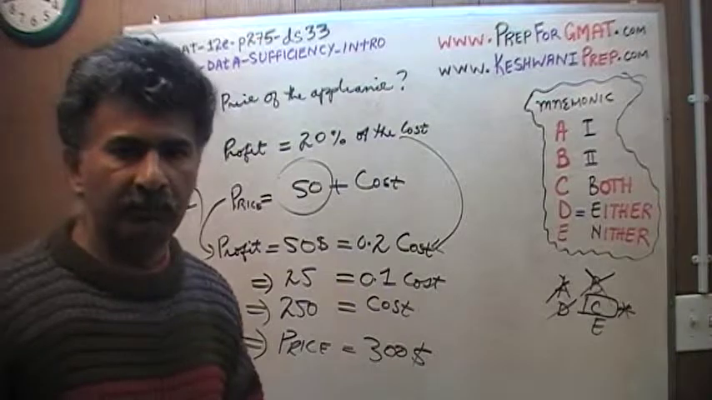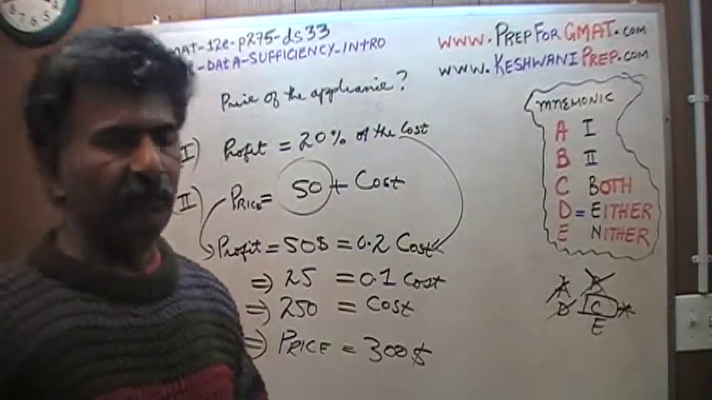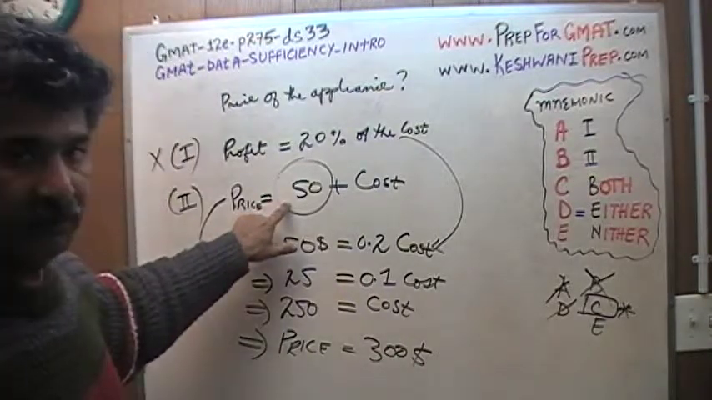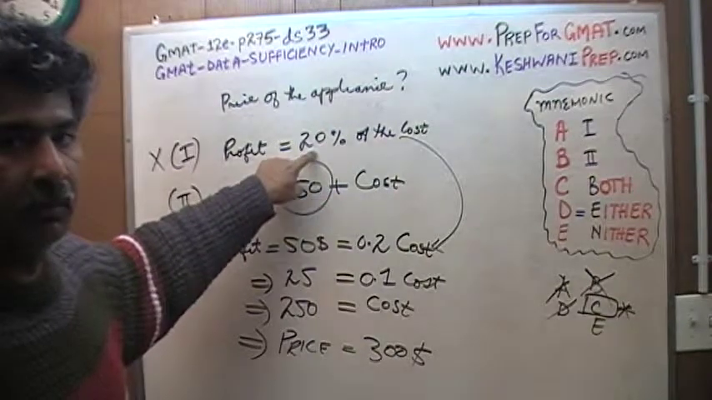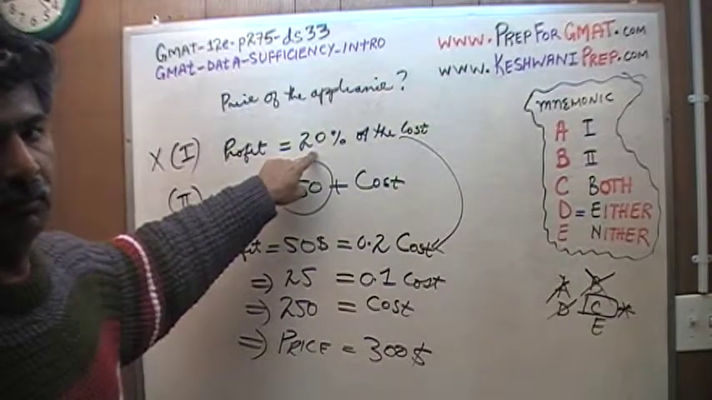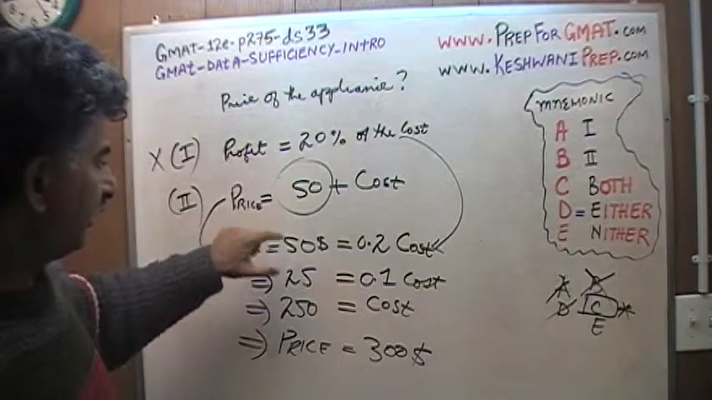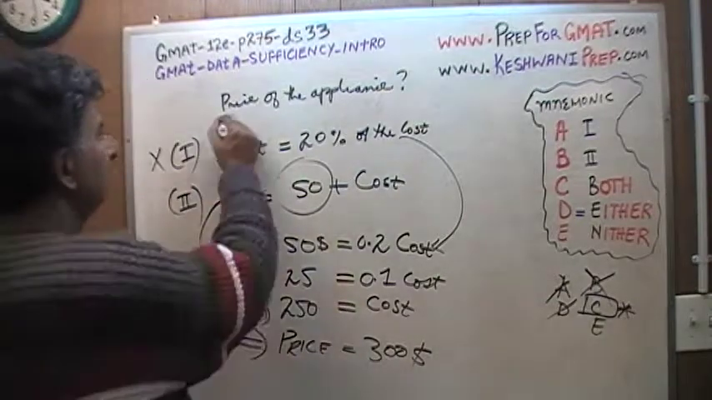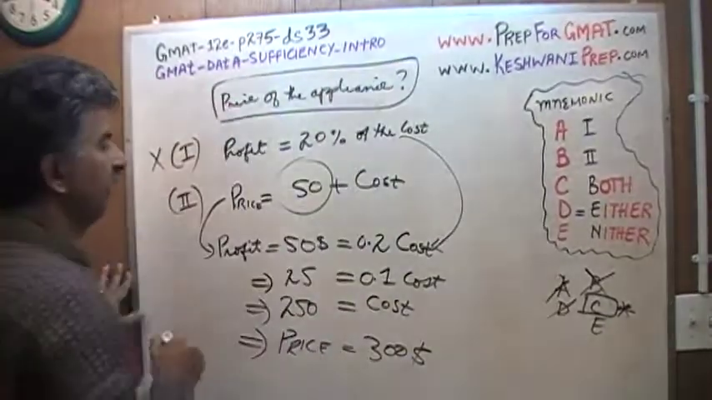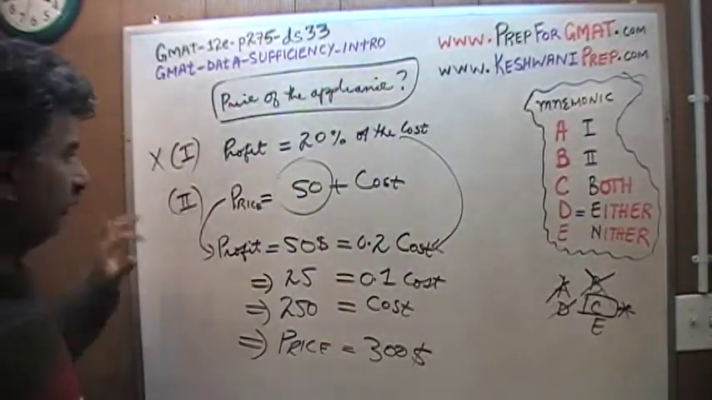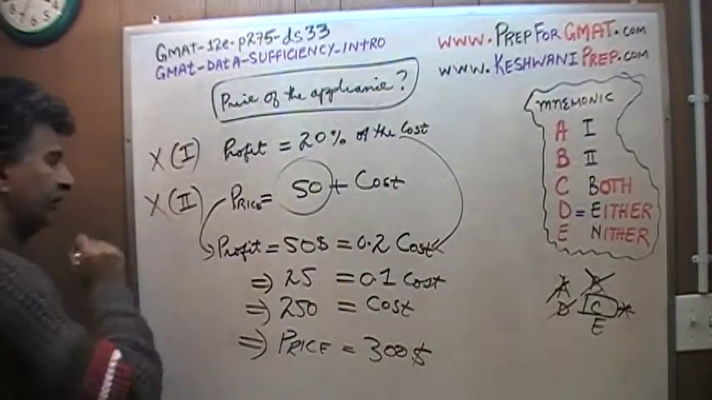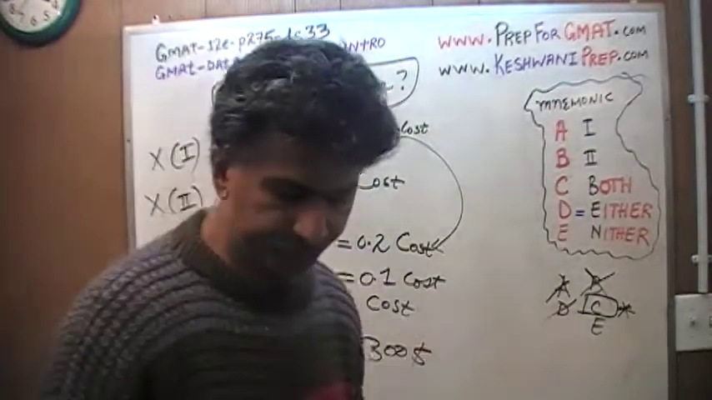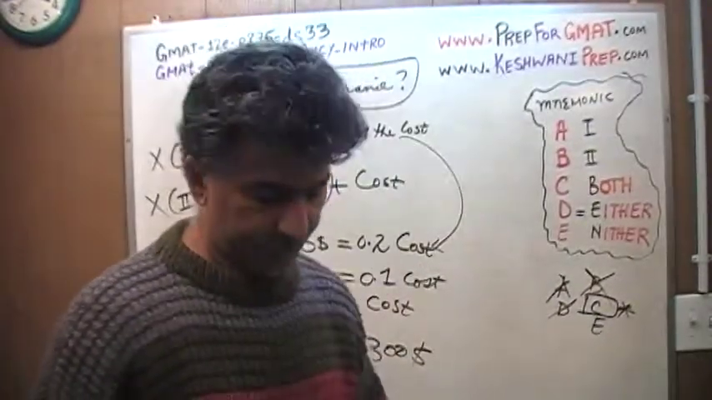We were told what his markup was in two different ways. We were told that his markup is $50 in the second statement, and in the first statement we were told that his markup is 20% of the cost. From putting the two together, we can figure out the cost. Once we have the cost, we can figure out the price. So, do we know what the price of the item is? Can we figure it out? The answer is yes, by putting them together. By itself, 2 does not do the job. The answer is C. That's all.